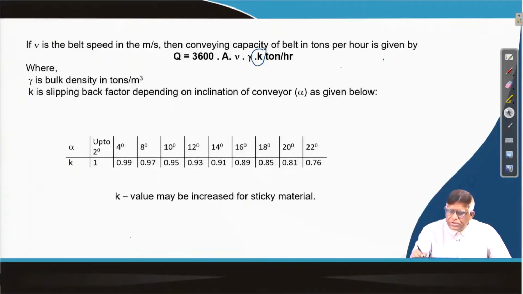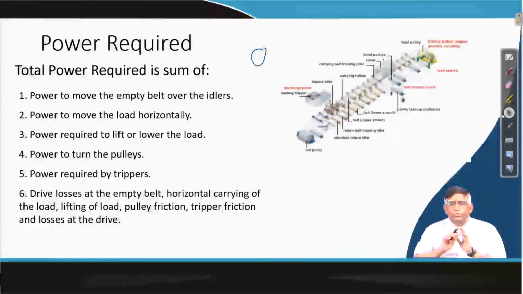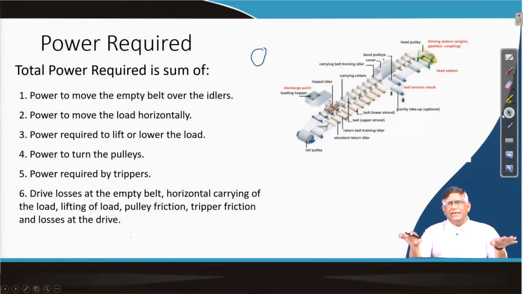Once you have learned this, the next thing you need to know is how to calculate the power required. Now, power is required for what? To drive it. Normally it is stationary, so you will have to give it a motion. Giving a motion means you are overcoming the resistances. In that installation, there will be a number of things having friction.